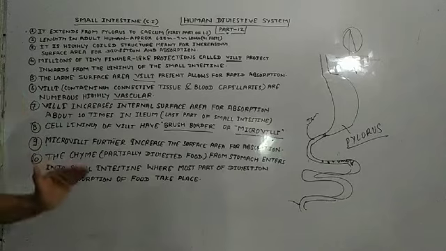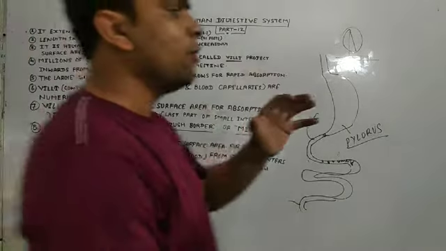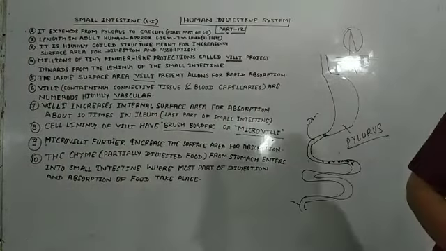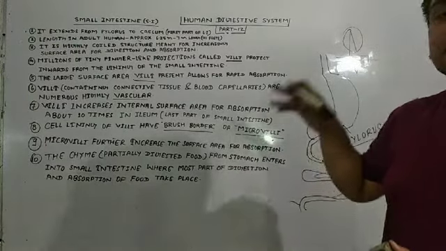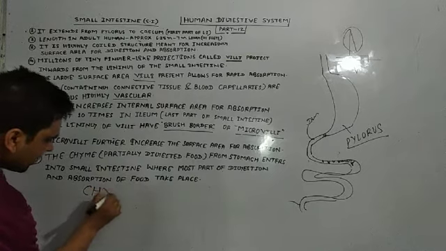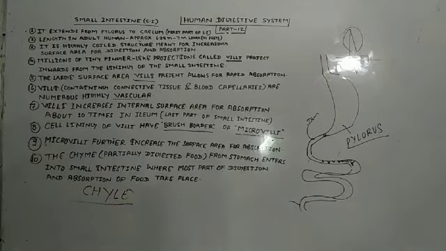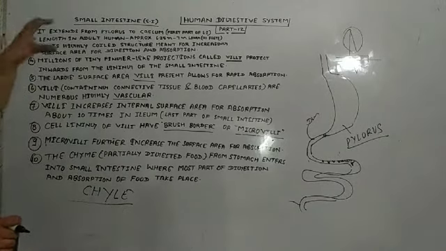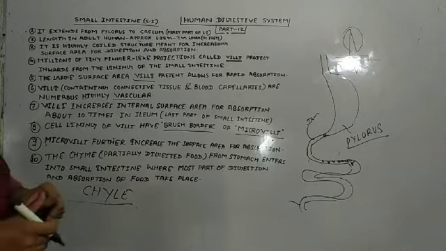The final form of food after it gets digested in the small intestine is called chyle. I write here chyle. The form of food after getting digested in the small intestine is called chyle, not chyme. This is another word, chyle. Clear, students? So these are the basic descriptions of the small intestine.